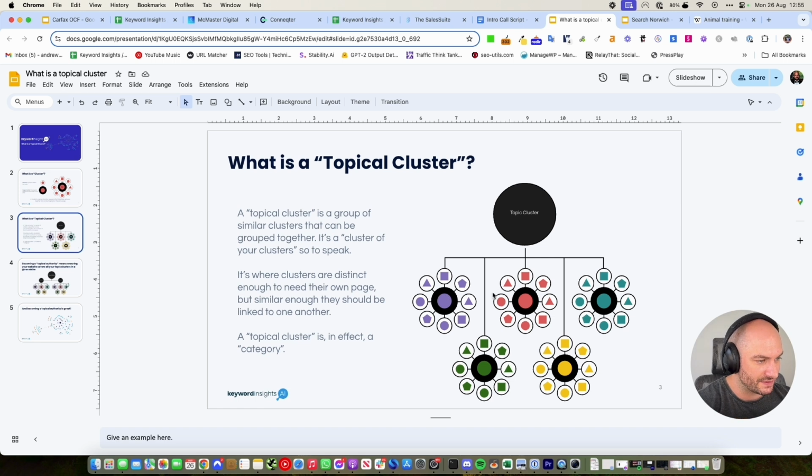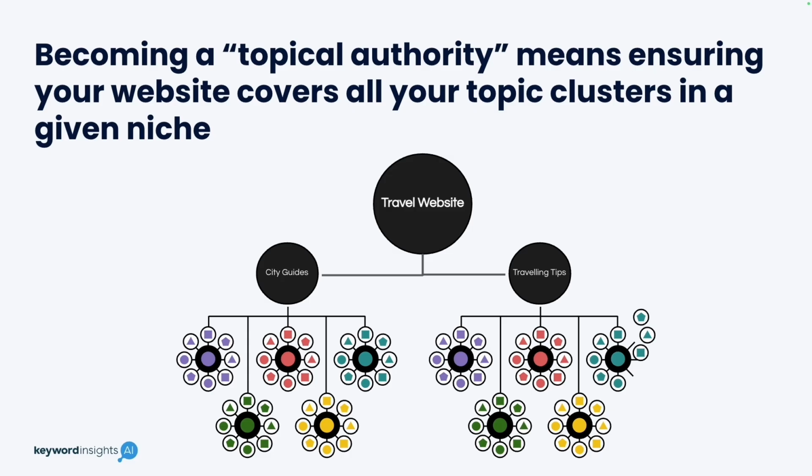All of these clusters, these keyword clusters, are to do fundamentally with playing with dogs and probably dog toys, cleaning dog toys, what to do with dog toys, and just playing with dogs in general. If it wasn't already becoming clear, becoming a topical authority means ensuring your website covers all your topic clusters in a given niche. So let's say this is a travel website.